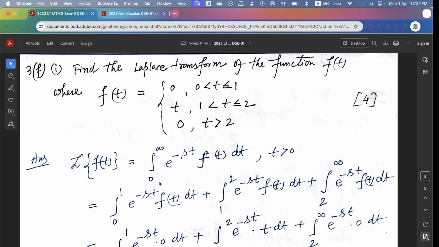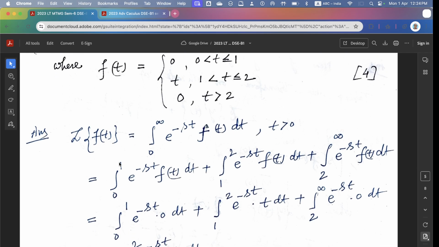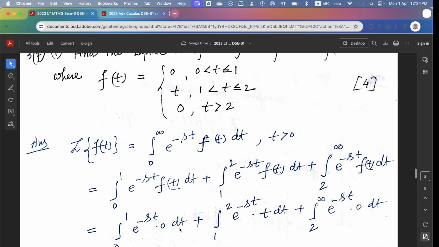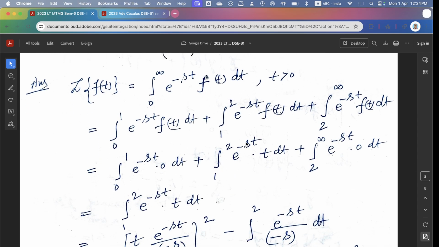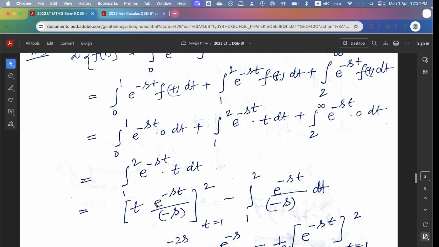Laplace transform of f(t) equals the integration from 0 to infinity of e to the power minus st f(t) dt. That is 0 to 1, 1 to 2, and 2 to infinity. When 0 to 1 the function is 0, and when 2 to infinity the function is 0, so we only have the integration from 1 to 2 of e to the power minus st into t dt.